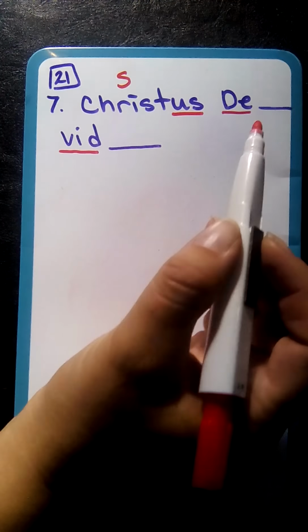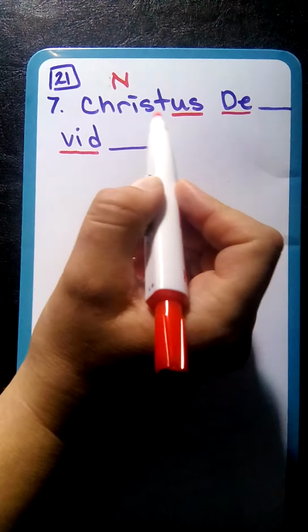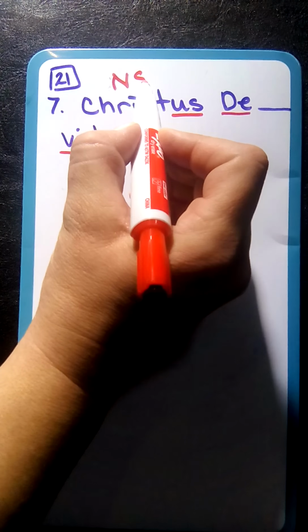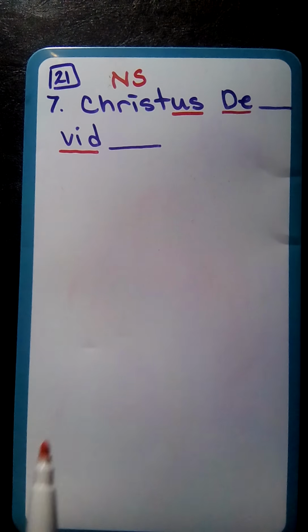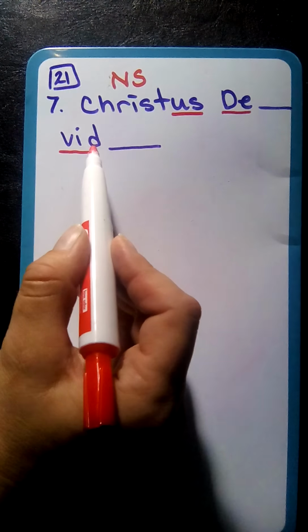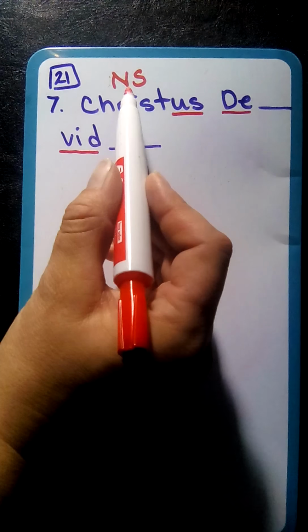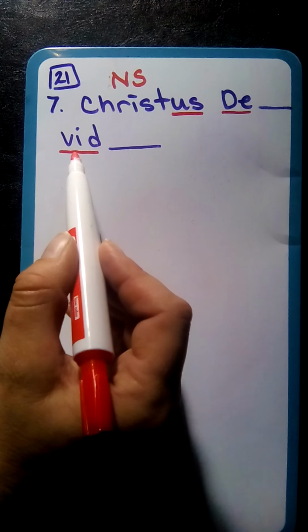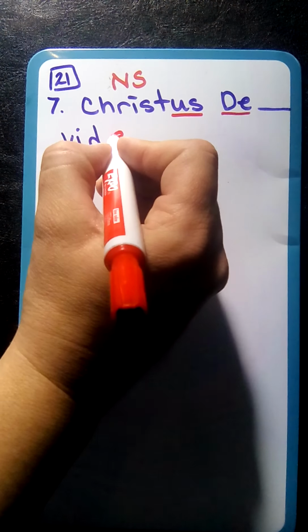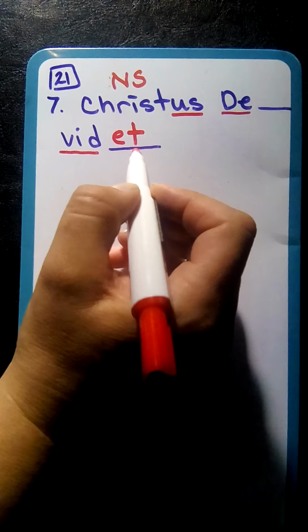Christus, that makes it our nominative. Sorry, I'll write nominative instead of subject. Nominative, and is Christus singular or plural? It's singular, so it is our nominative singular. And since our subject is singular, we know what about our verb? Our verb has to agree in number with our subject, so our verb must also be singular. And we know that videt is our singular of see. All right, so just the singular T at the end.